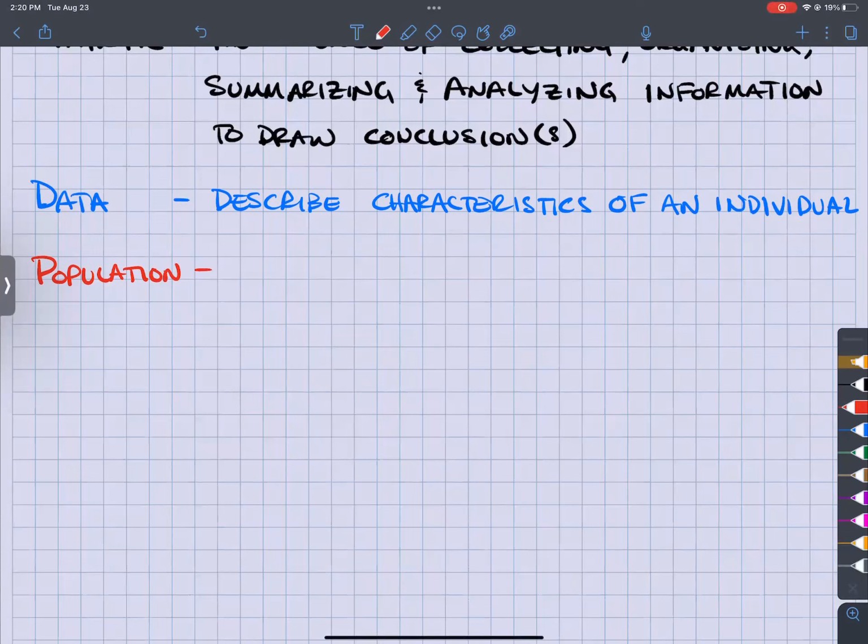Population. Entire group of individuals.